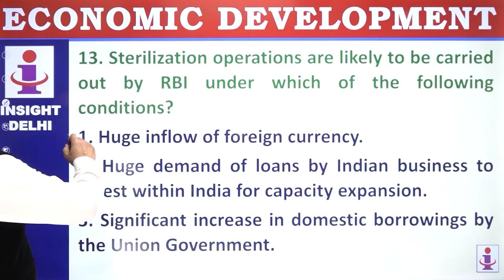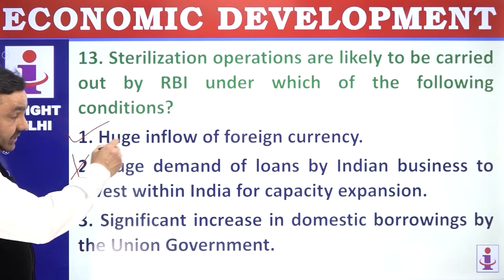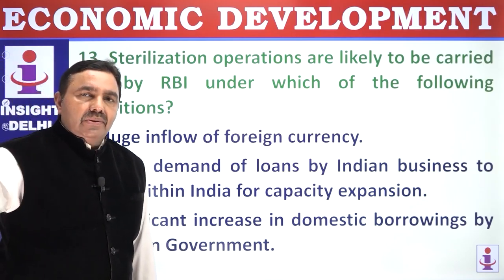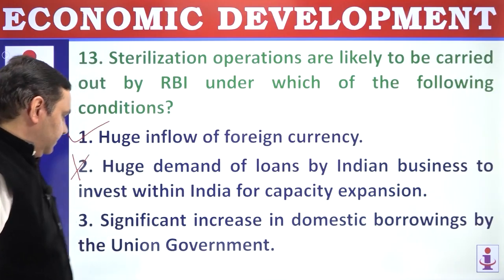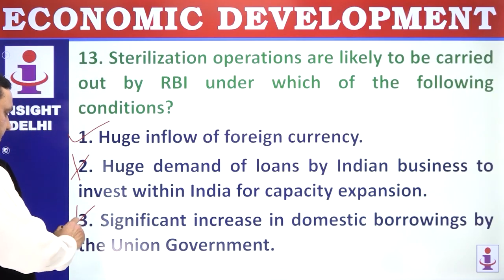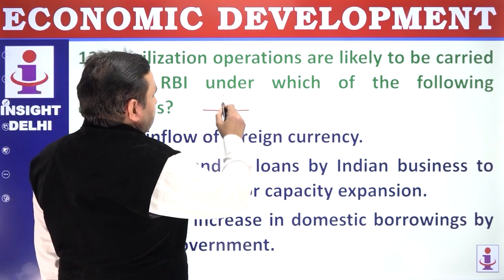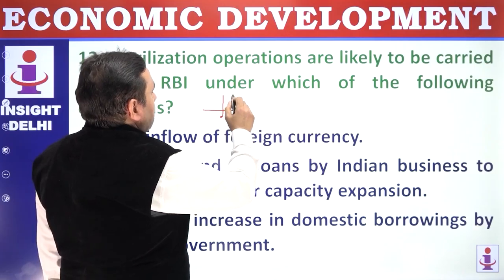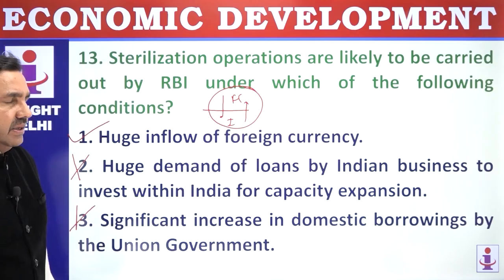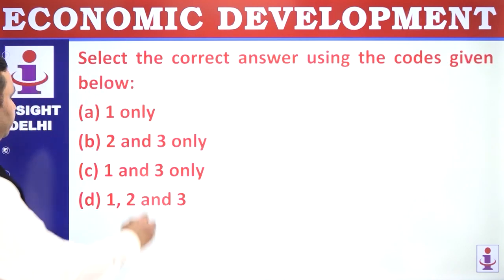Huge inflow of foreign currency, that's correct. Huge demand of loans by Indian businesses, not domestic, external change. When the hands are changing between Indians and foreigners, or when the money or the asset moves across the border. Significant increase in the domestic borrowing. The domestic borrowing is not going to affect foreign issue. So remember, whenever foreign capital moves into India or moves out of India, that is the situation where sterilization is needed. Only one.